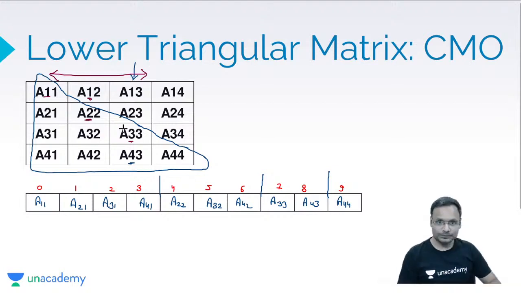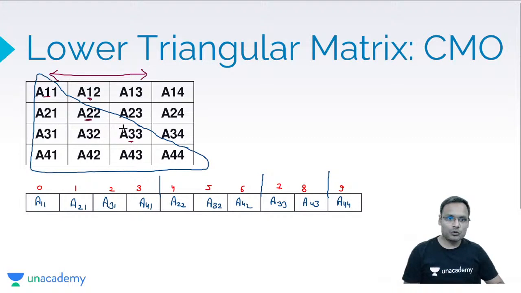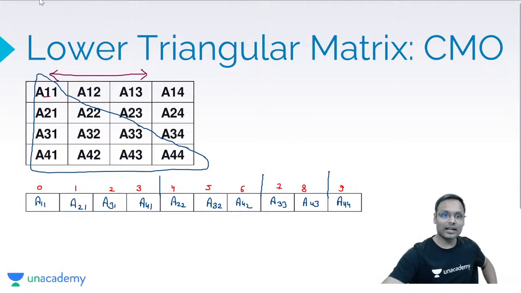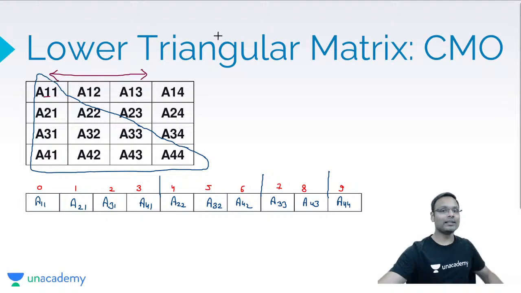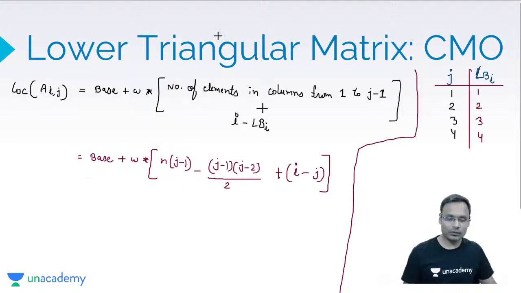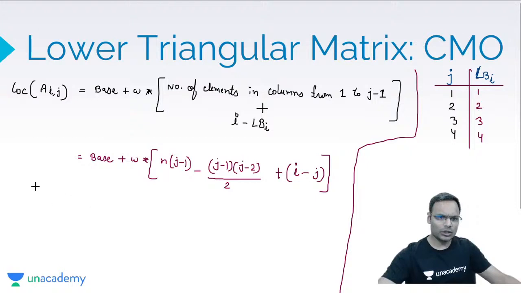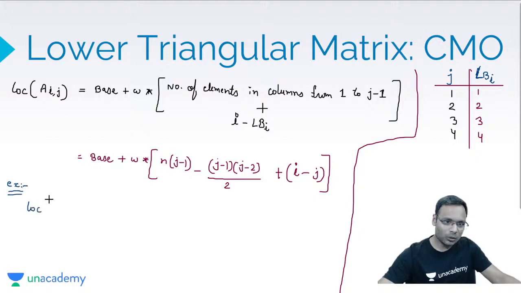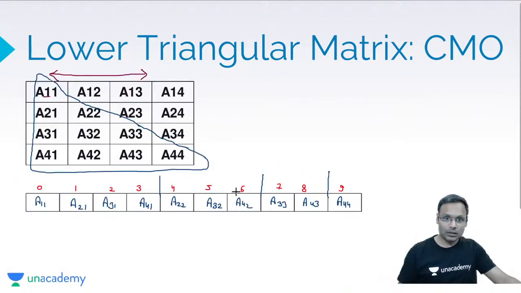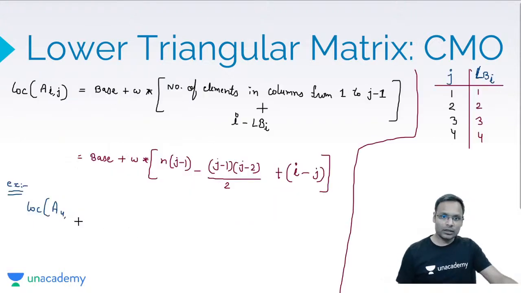Getting this point? So we need to calculate actual number of elements within that row and within that column. That is why we are writing that lower bound different than 1 always. Let's just check it out. Let's take a simple example. Let's calculate location of A of 4, 3 here. Or let's say 3, 3 here.